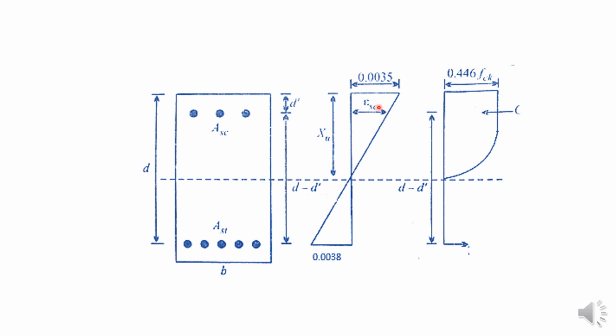Epsilon SC is equal to 0.0035 for compression and 0.0038 for the tension zone, in case you are using Fe415. If you are using a different reinforcement, we get different strain values. This is the stress block we have to use for the calculation in the design of a doubly reinforced section.